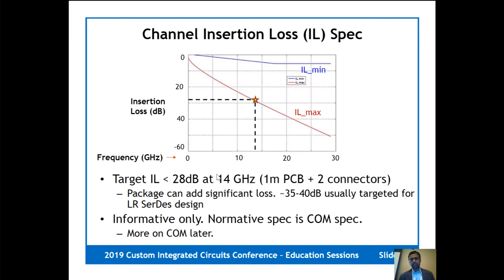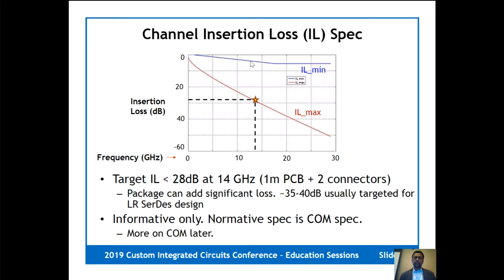But it's important to note that the packages themselves on both the TX and the RX can actually add significant loss. So 3 to 5 dB is pretty common. If you look at the SerDes themselves that are designed for this kind of standard, they'll typically target 35 to 40 dB insertion loss. So it's important to add this package loss overhead when looking at the channel specs in the standards document.